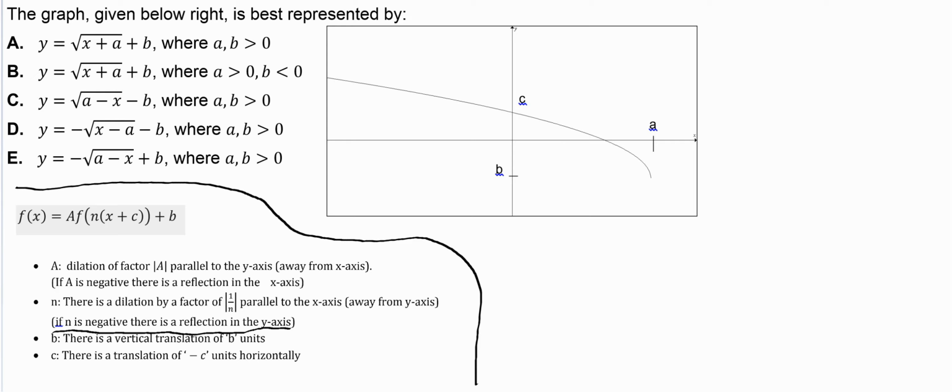We can see from the shape of the graph and by the possibilities of the multiple choice questions that this is a graph that has been transformed from y equals the square root of x. So the graph of y equals the square root of x looks something like this with a point at 0, 0. We can see that there is a reflection in the y-axis.